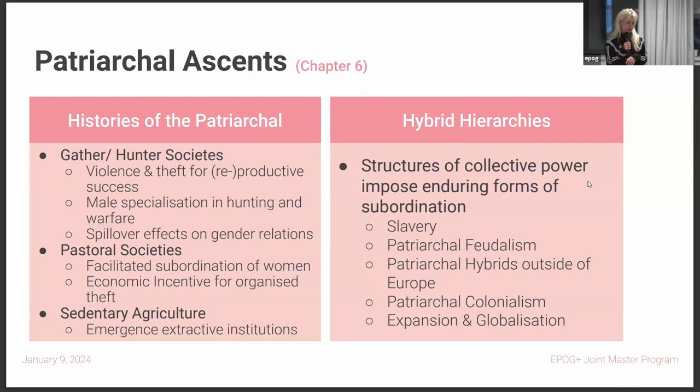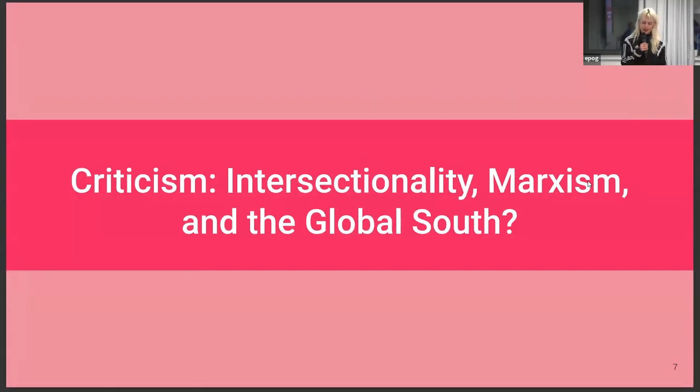And also in patriarchal colonialism, we see that colonialism was often reinforced by patriarchal authority. And now with expansion and globalization, we see that the promise of just enough prosperity appears to be an explanation or a justification for subordination. Okay, that was our short summary.